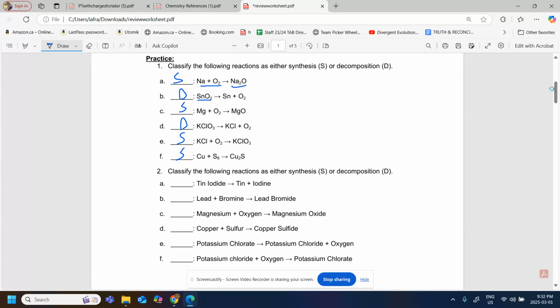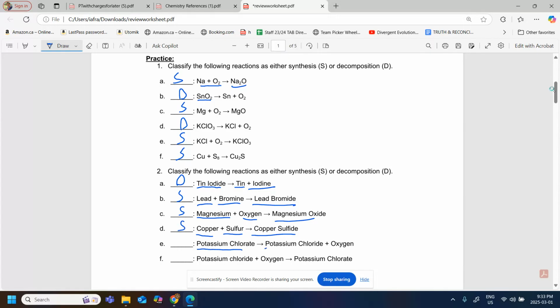Now it's the same idea, but with words this time. So pause the video, try it, then check your work. Tin iodide is a compound, breaking down to make tin and iodine, two separate elements. So we have a decomposition. Here we have two elements making a compound, so we have a synthesis. Here again, two elements making a compound, so a synthesis. Here, two elements making a compound, so another synthesis.